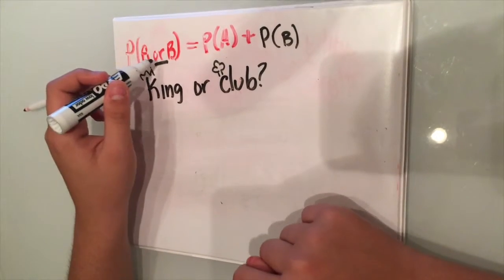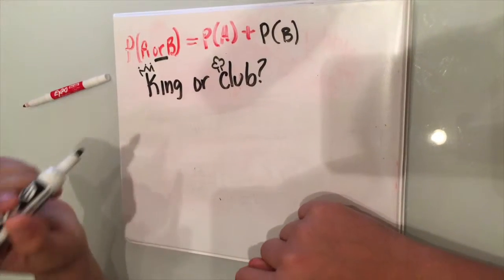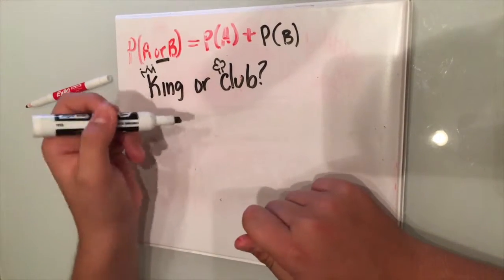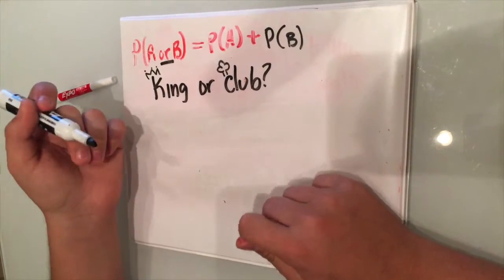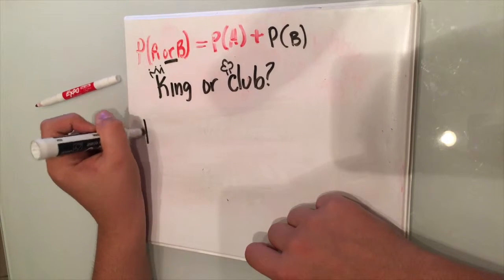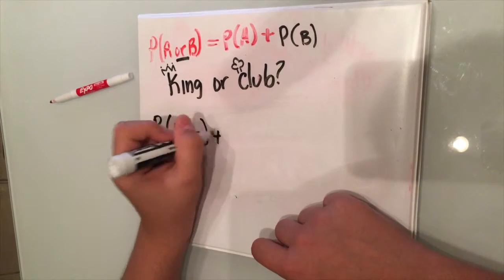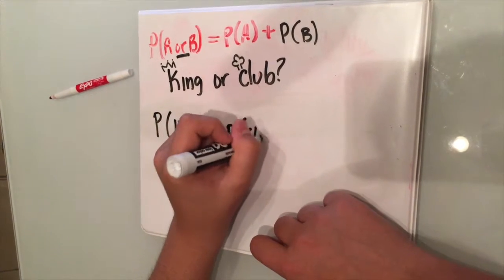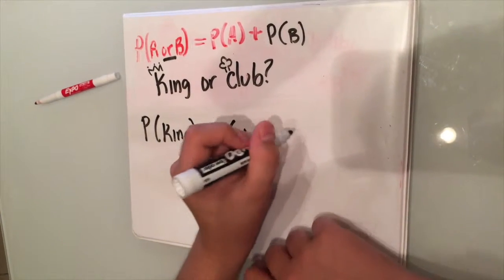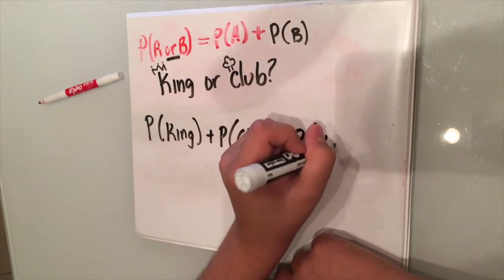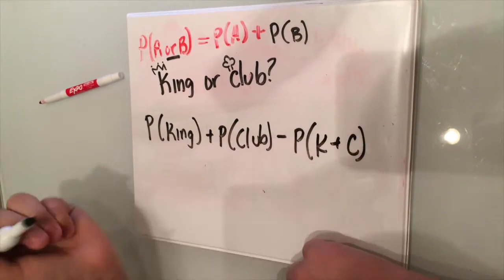So for this OR example, we're going to show you the probability of one card being selected and it being a king or a club. Now within this, there's an overlap because there's a king of clubs, so we're going to have to take that into account. So we'll write out the formula as probability of king plus the probability of club minus the probability of king and club.